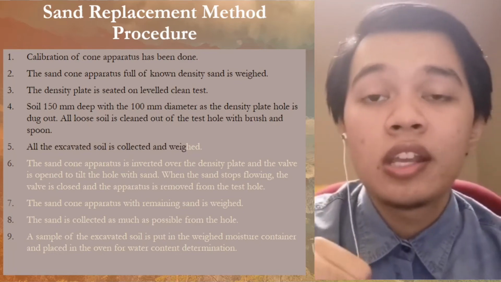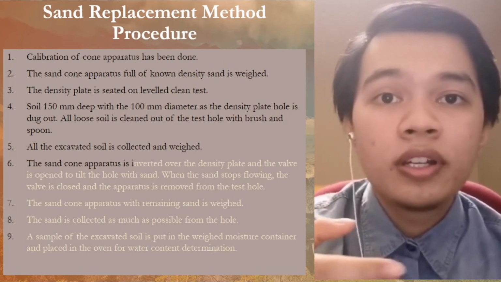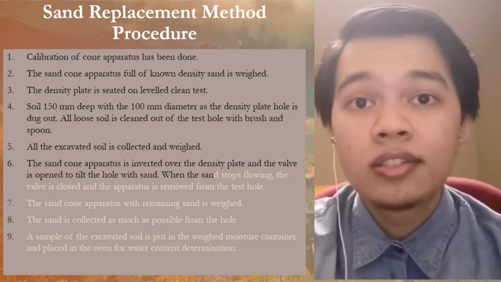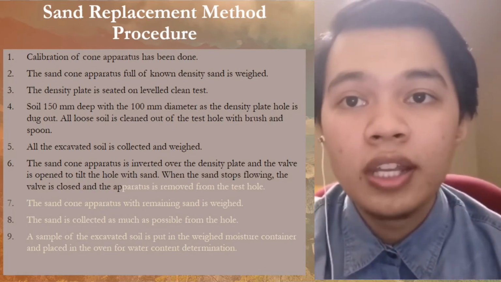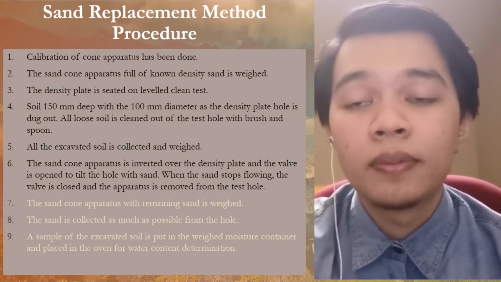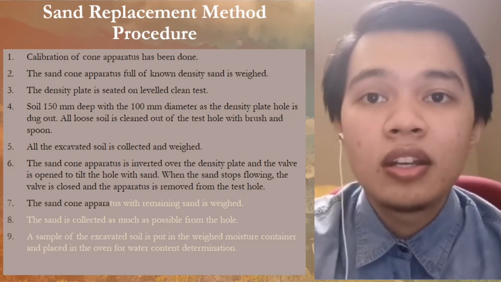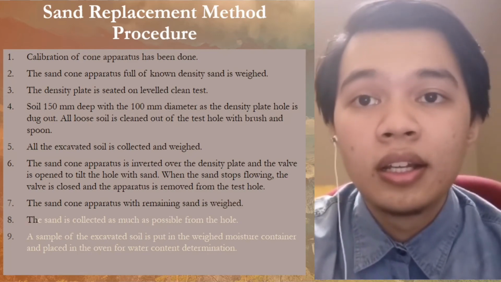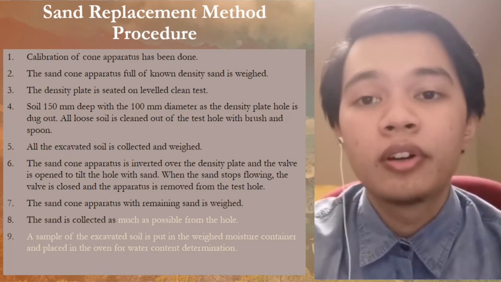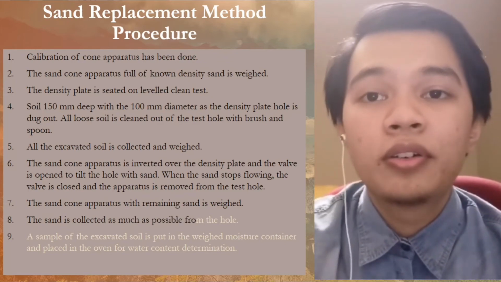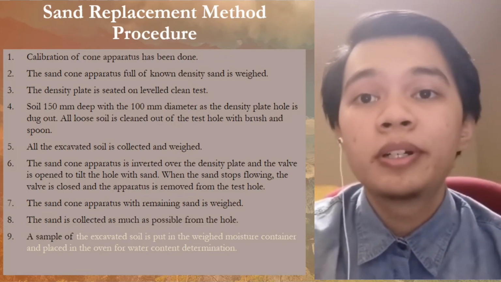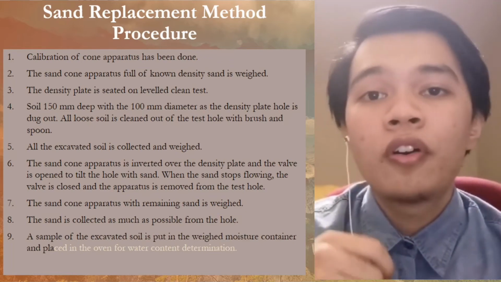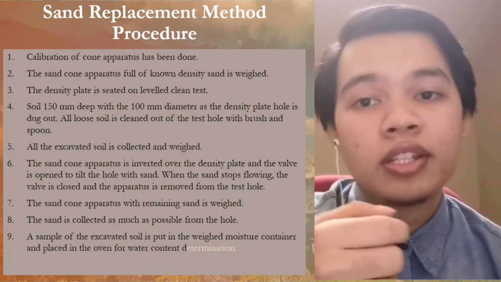And number 6, the sand cone apparatus is inverted over the density plate and the valve is opened to fill the hole with sand. When the sand stops flowing, the valve is closed and the apparatus is removed from the test hole. For number 7, the sand cone apparatus with the remaining sand is weighed. Number 8, the sand is collected as much as possible from the hole. And last but not least, a sample of the excavated soil is put in a moisture content container, weighed, and placed in the oven for the water content determination.